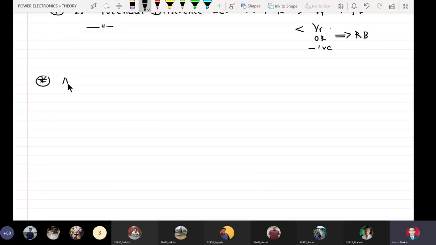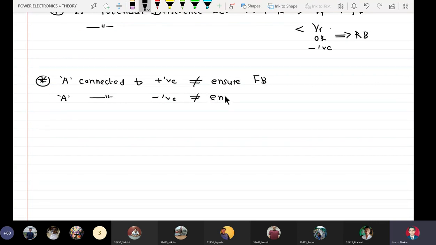So, anode connected to positive does not ensure forward biasing. Similarly, anode connected to negative does not ensure reverse biasing.